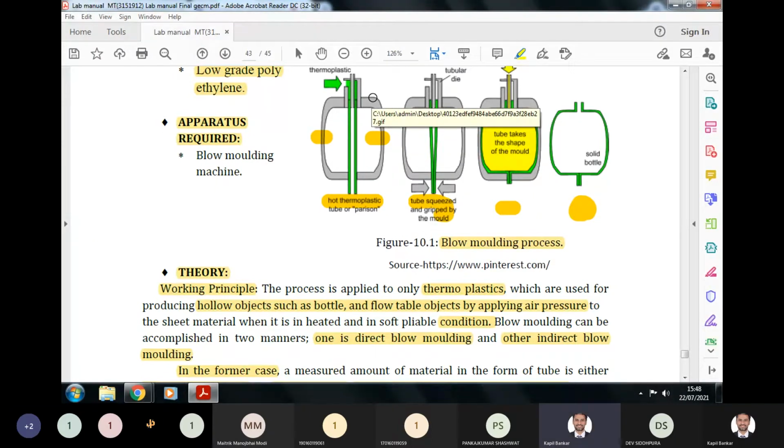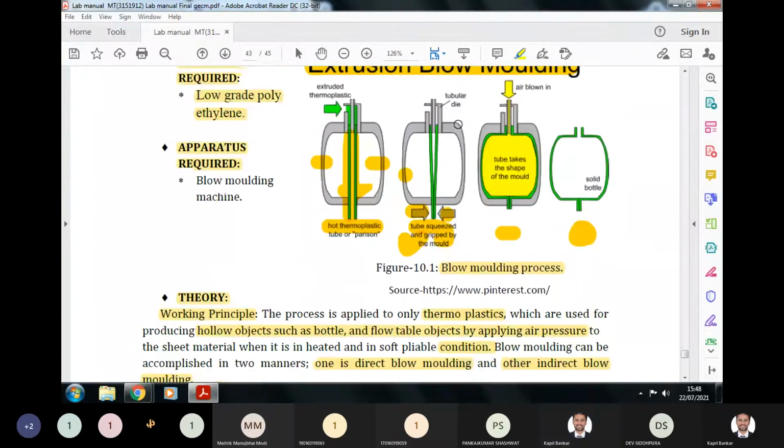So this is a hollow plastic tube coming into this cavity, and then this die will be closed. See the arrow in the second image: in this process the die will be closed, and from the tube side, the open side of the tubular die, you must apply compressed air.